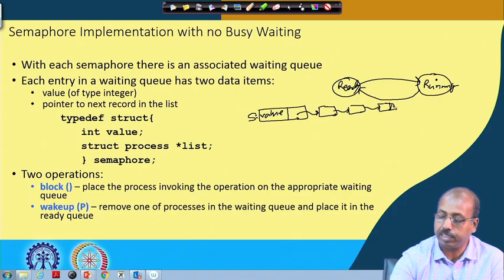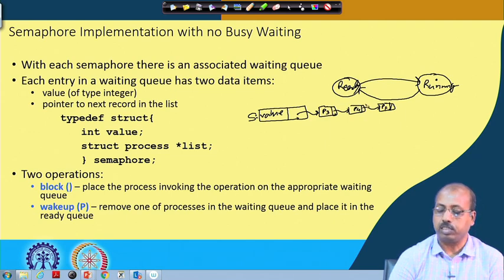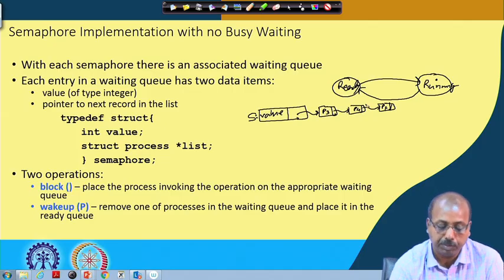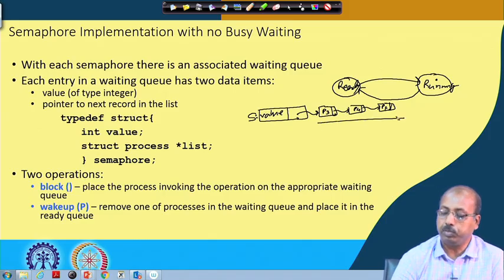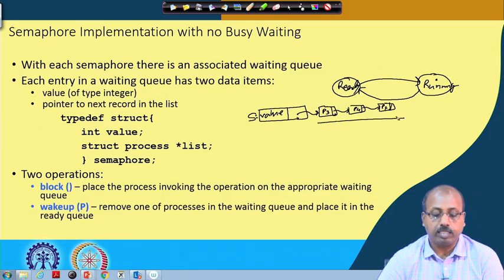Suppose at present there are 3 processes, P3, P4 and P7, who are waiting for the semaphore variable to become more than 0. So, they are put into this list. This is how we will be implementing it. With each semaphore there is an associated waiting queue. So, this is the waiting queue, and P3, P4 and P7 are waiting for the semaphore to become greater than 0.